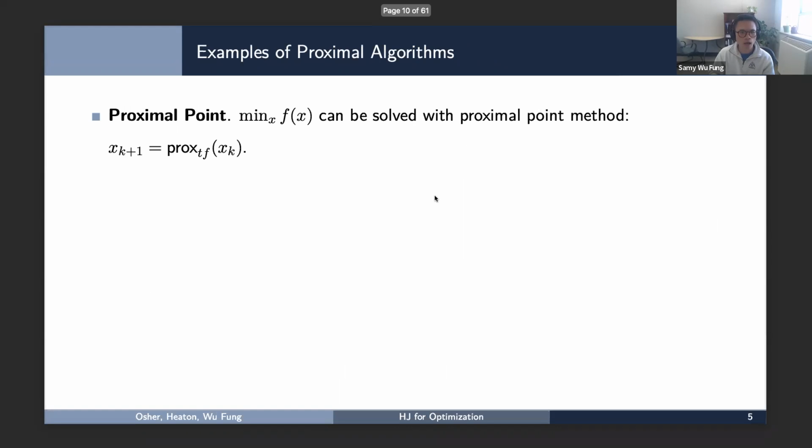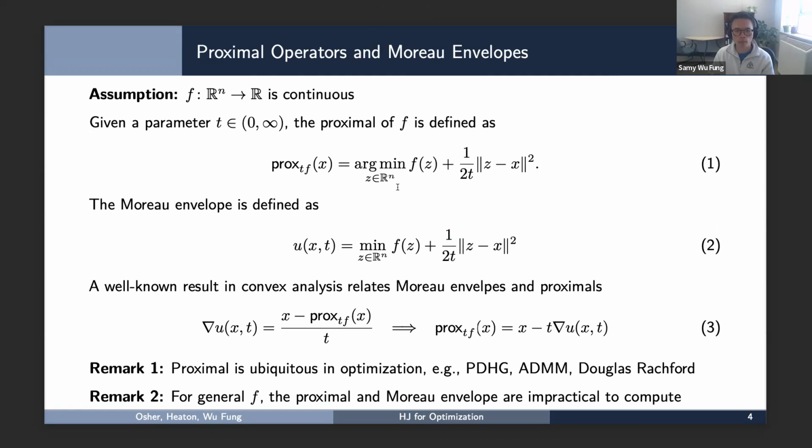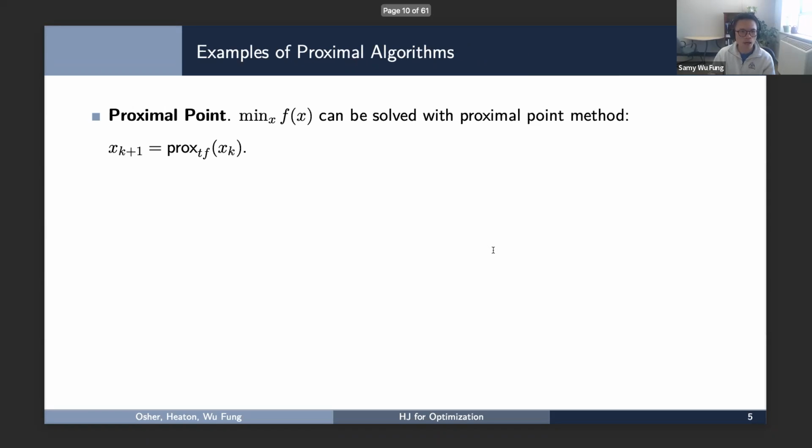Let's look at some examples of what these proximal operators look like, and I'll also talk about these Moreau envelopes later on. The most straightforward algorithm is the proximal point algorithm. If I am trying to minimize some function f of x, it turns out that under some conditions, I can just iterate the proximal like this. For some fixed t, I can say x_{k+1} is the proximal of x_k for some parameter t. And this is guaranteed to converge to a minimizer of f, essentially.